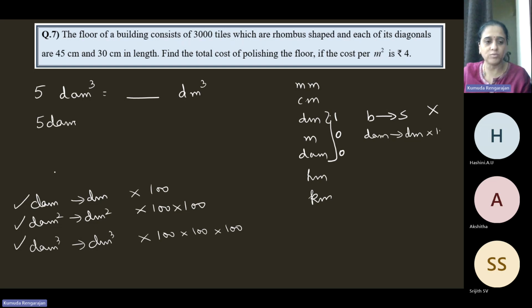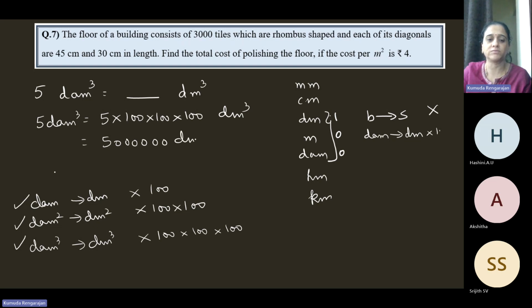So 5 decameter cubed is equal to 5 into 100 into 100 into 100 decimeter cubed. Take down this. Everything you see on the screen.